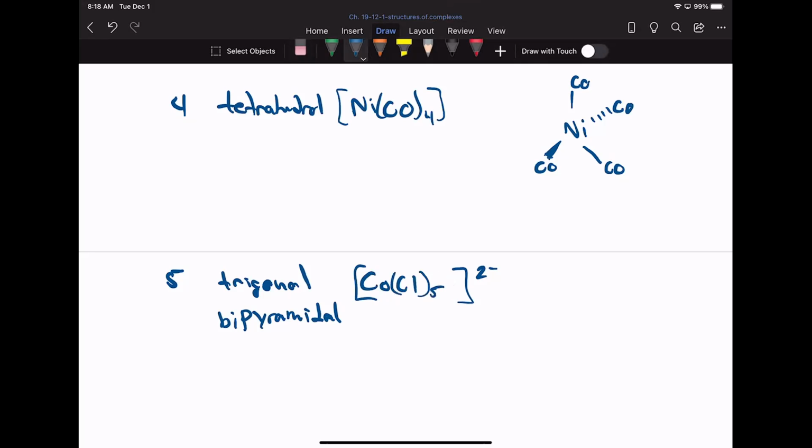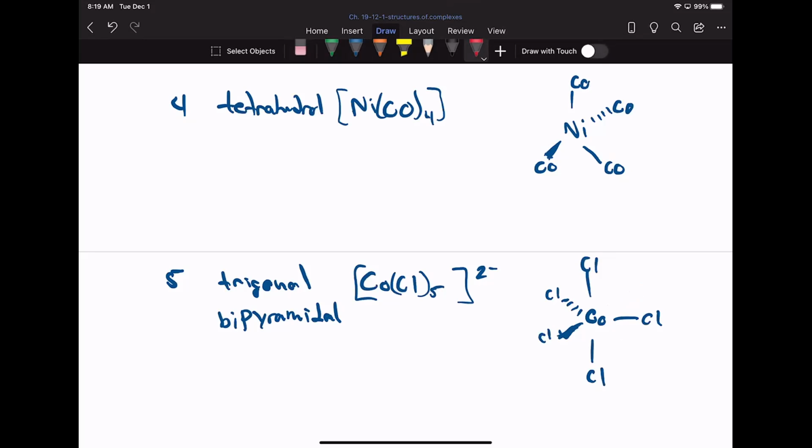Cl5, still 2 minus. Let's put cobalt in the middle. Still not. There we go. Something like that. Probably you guys are getting angry with me right now. Trigonal. Yeah, there we go. I think this is the trigonal bipyramidal.